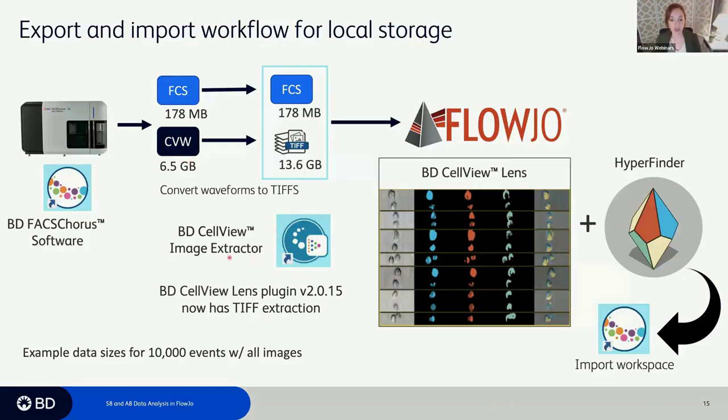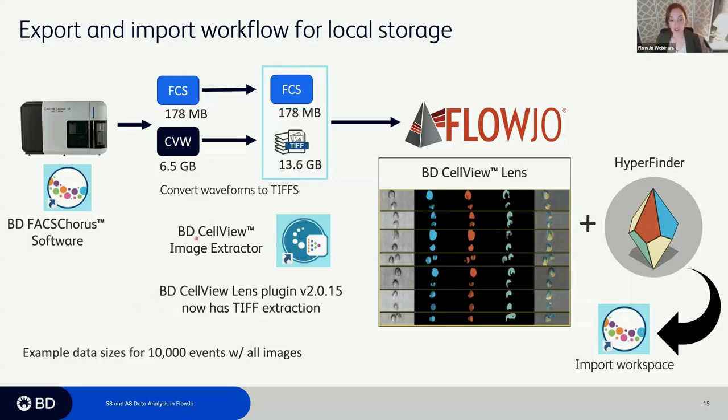Okay, so what are your options for extraction? There are two. One is you could use the BD CellView image extractor. This is a program that is typically found on the computer that operates the cytometer or the sorter. So it will be an onboard program. You just run the CVW file through there and it will provide the TIFFs, which you can then relocate to a server location or something like that.